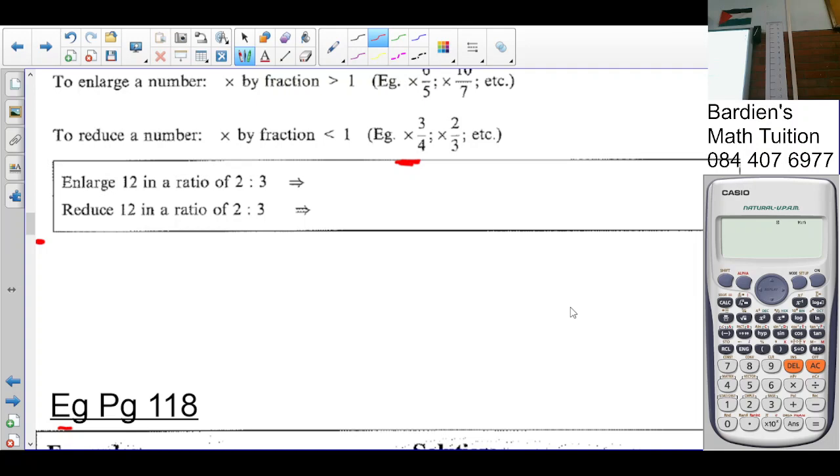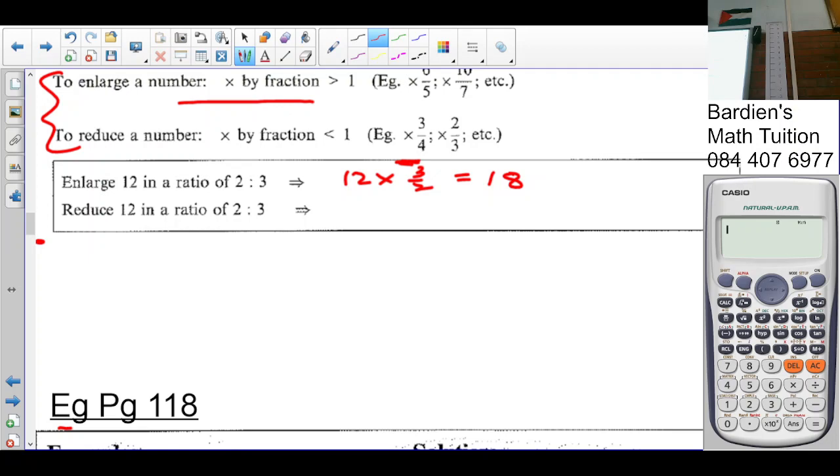But if we follow what they told us here, to enlarge a number, we multiply by the fraction for a number greater than 1, which is improper, which is going to be 12 multiplied by 3 over 2. We're going to follow what they told us here. I put that in the calculator. 12 multiplied by 3 over 2. It's 18. Can you see it? So could I have multiplied it the way you did? I don't think it's going to work for this.